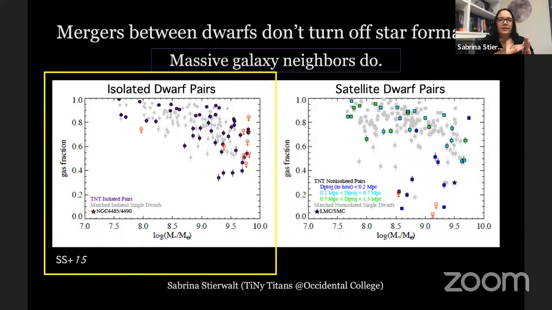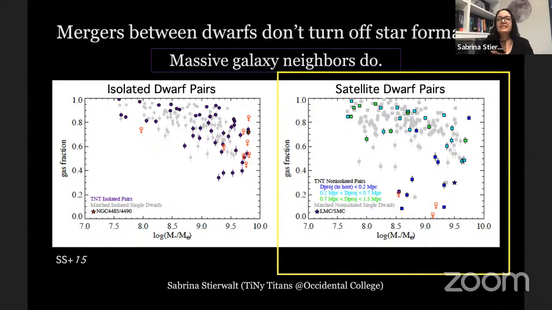On the left, if you just look at the plot on the left first, these are our isolated tiny titans pairs, and we looked at stellar mass on the bottom versus their gas fraction. So if these galaxies have higher levels of star formation and so are burning through their gas, you might expect these purple points to be lower down, meaning lower gas fractions, compared to the gray points, which are their matches that are not in pairs. But we don't see that at all. We see the purple points totally intermixed with the gray points, meaning that a dwarf galaxy, whether it's in a pair or not, its gas fraction is similar as long as it's isolated.